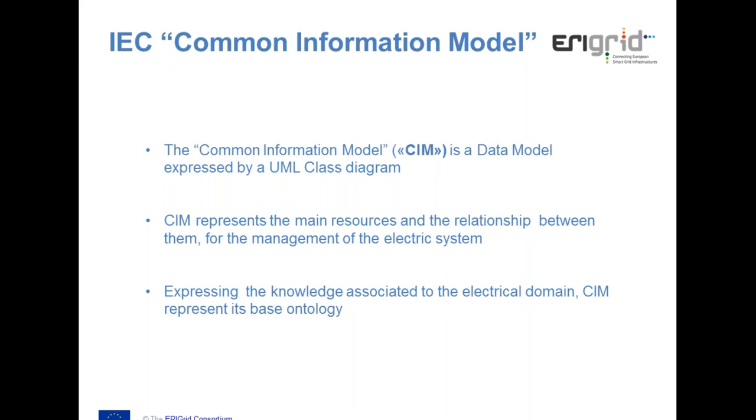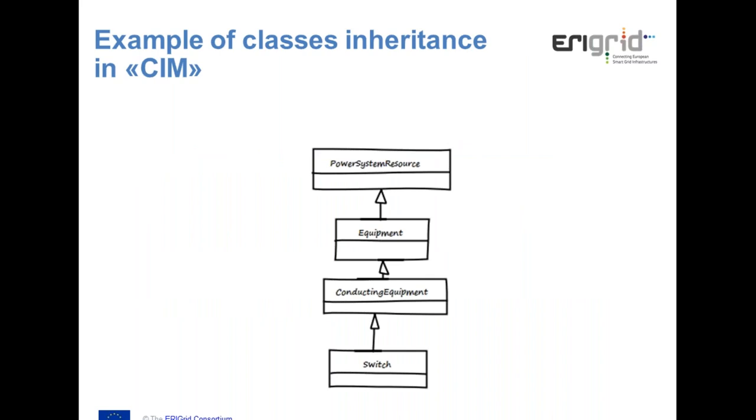So the CIM is a UML data model and its purpose is to represent in principle all the resources related to the electric system and the relationships between them. So for example, this is a quick example of a UML diagram taken from CIM. This is the typical structure which you see if you look at the CIM data model. You have, for example, the description of a switch class, which is a specialization of a more abstract class, which is again a specialization of a more abstract class, and so on. So the idea is to use UML as a modeling language in order to define knowledge related to the electrical system in a very abstract, but also very powerful way.